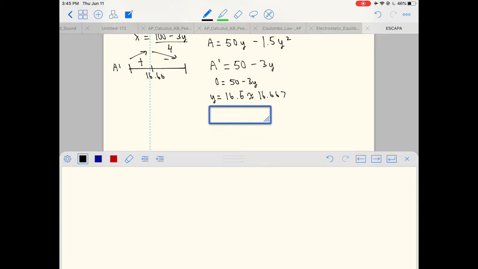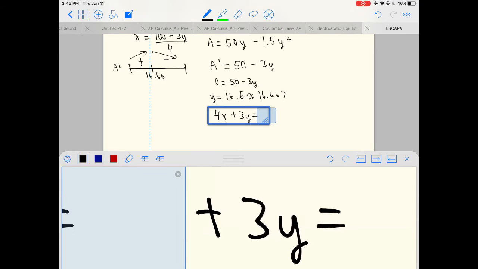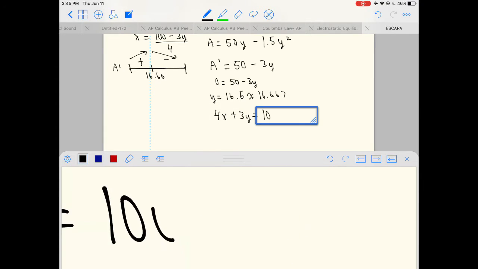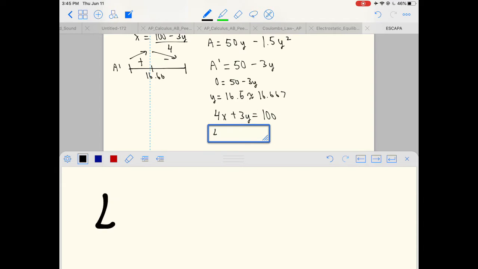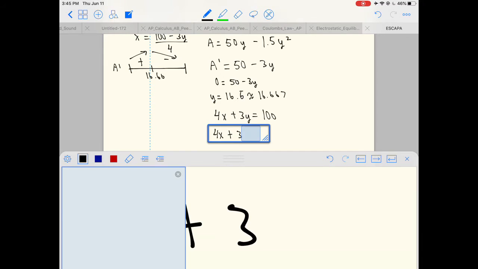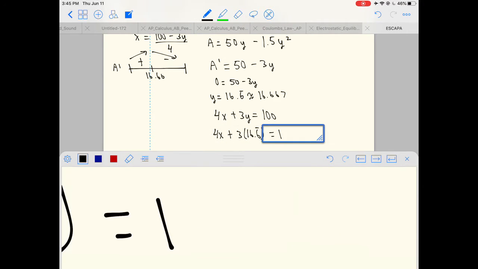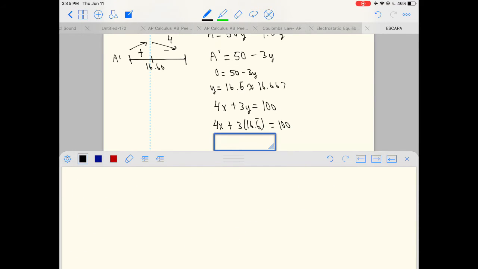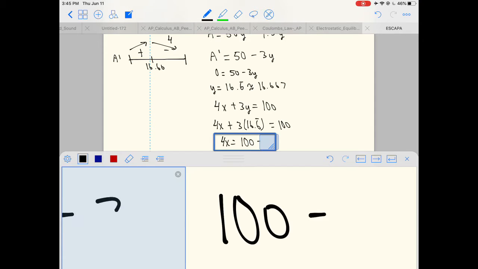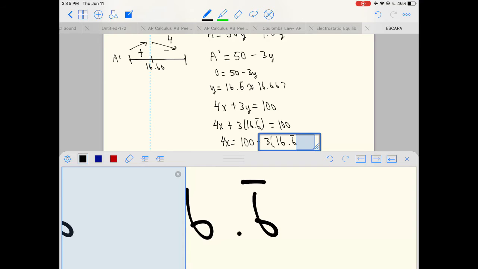So we found the value of y, right? Now we can find the value of x. So 4x plus 3y equals 100. 4x, let's plug in the 16.66 repeated, plus 3 times 16.6 repeated equals 100. Cool. So 4x equals 100 minus 3 times 16.6 repeated.